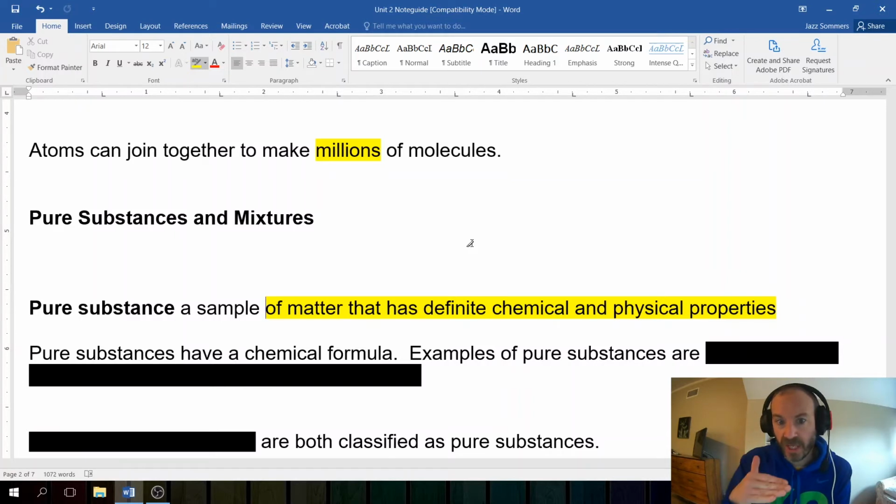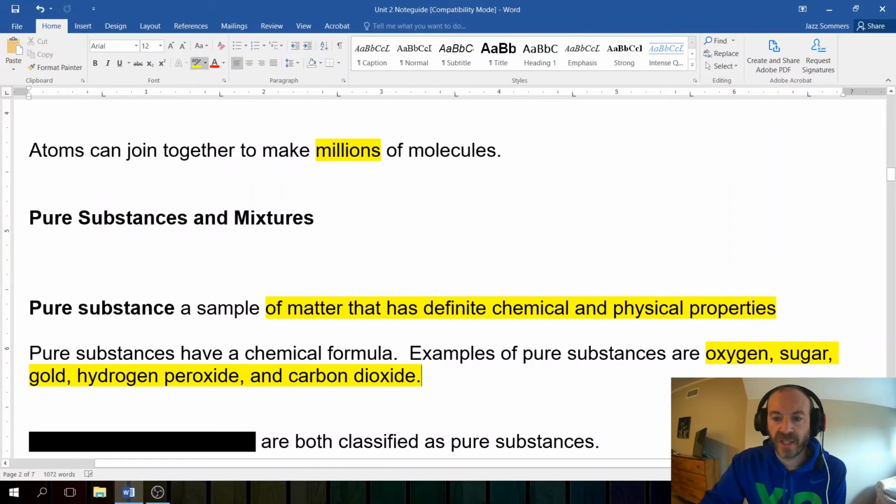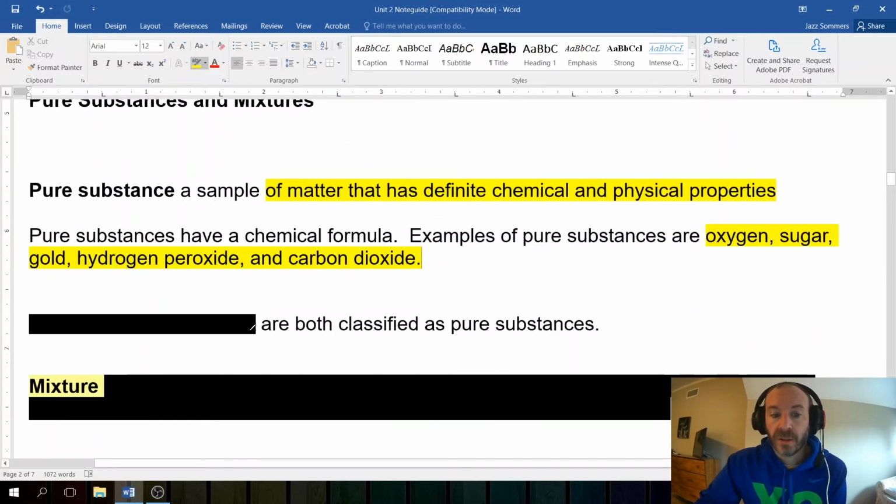And underneath pure substance, you have two different things. You've got elements and you have compounds. So pure substances have definite chemical and physical properties. They have a formula that you can look at. An example of pure substances would be things like oxygen, sugar, gold, hydrogen peroxide, carbon dioxide. All these things have chemical formulas, and we know they go in the same proportions every single time, and we know what their properties are every single time. Elements and compounds are both considered pure substances.